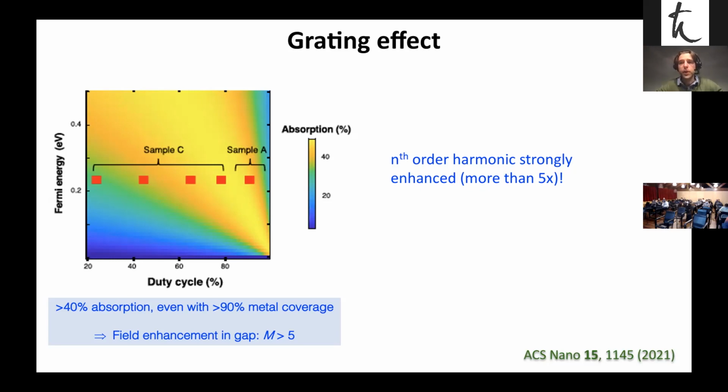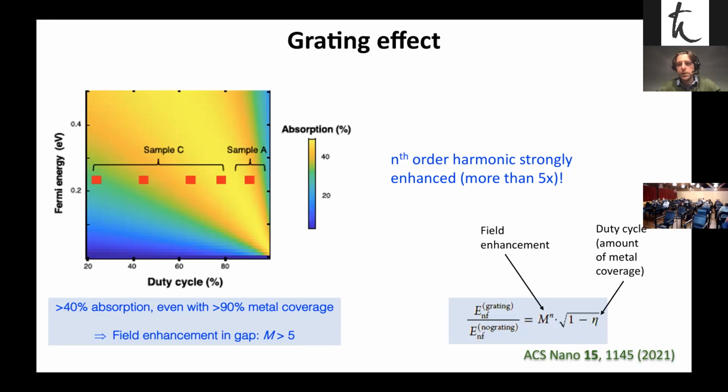However, you're absorbing all this light in this very small region in the gap. So that means that you actually have a quite strong field enhancement. In this case, it's a factor 5. So it's, for photonics people, probably quite a modest field enhancement. But it's good enough to get more than 3 orders of magnitude more third harmonic power generated by adding this grating onto the graphene.